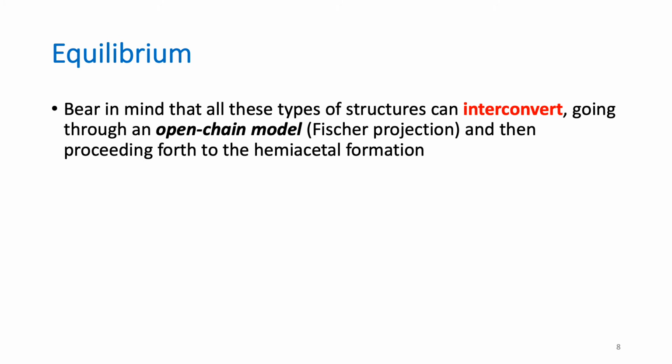Bear in mind that all these are interconverting and they're in equilibrium with one another. So they can interconvert to an open chain model and undergo what I just previously described as mutarotation. So you can have a furanose, the alpha anomer, and it's in equilibrium with the open chain, the Fisher projection.